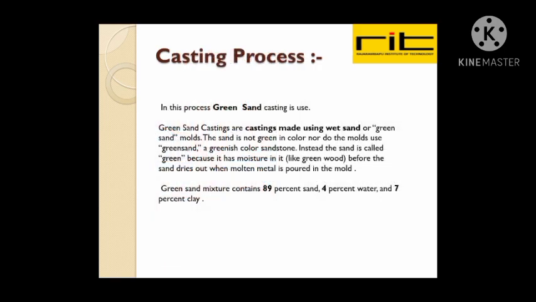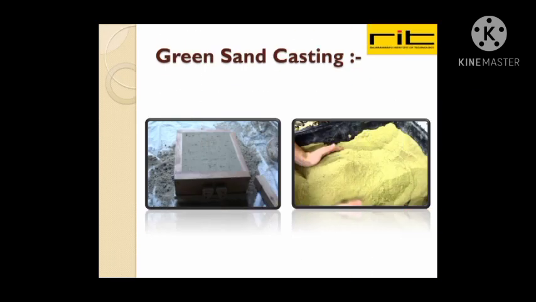Casting process. In this process, green sand casting is used. Green sand casting is casting made using a wet sand or green sand mold. The sand is not green in color, nor does the mold use a greenish color sandstone. Instead, the sand is called green because it has moisture in it, like green wood, before the sand dries out when molten metal is poured in the mold. Green sand mixture contains 89% sand, 4% water and 7% clay. See the picture of green sand.